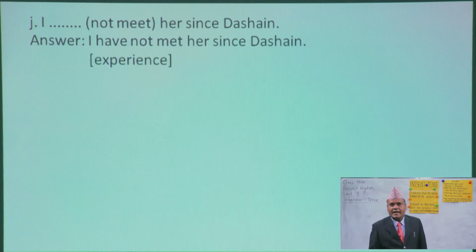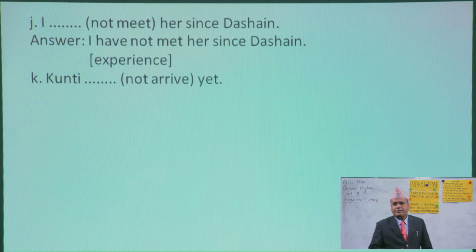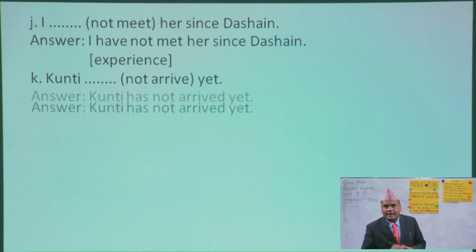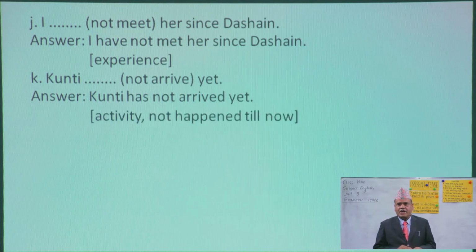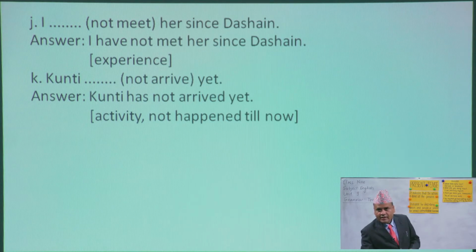And condition is experience. And you see, number K, Kunti not arrive at. You see the adverb yet. It shows that the action has not happened. When the action has not happened, we use present perfect tense in the negative form. Like, let's look at the example. Kunti has not arrived yet. Okay? And this is the activity not happened till now.